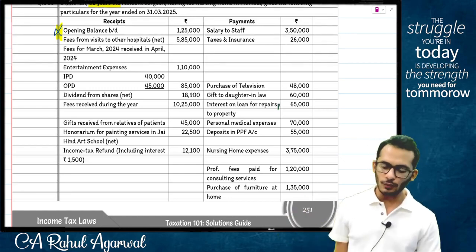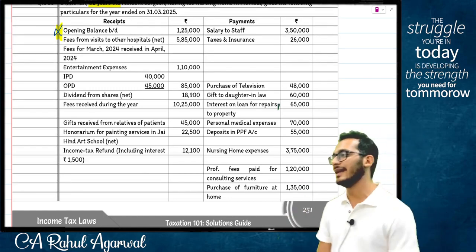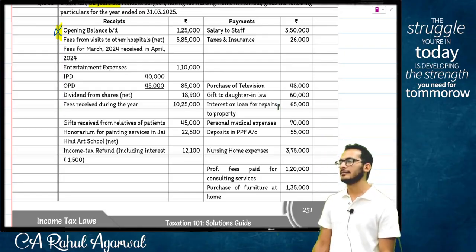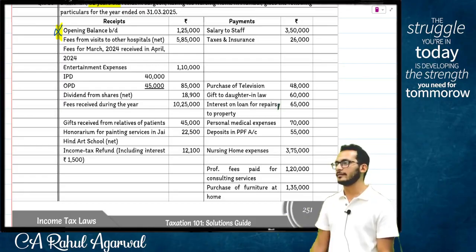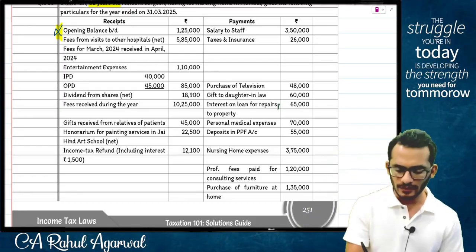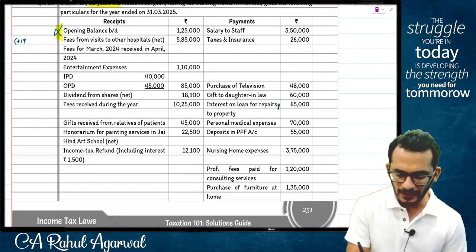Fees from visits to other hospitals, 5,85,000 net. Net means after TDS. You don't know the rate; the rate is 10%, which means this number is 90%. I want the gross, so this will get added to PGBP as 6,50,000.